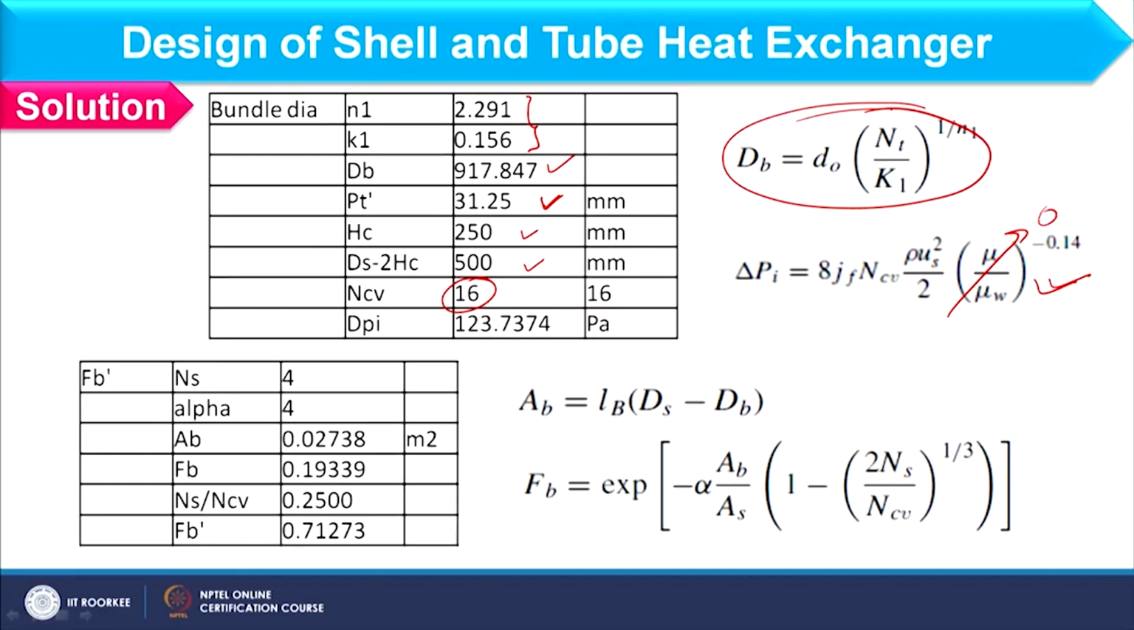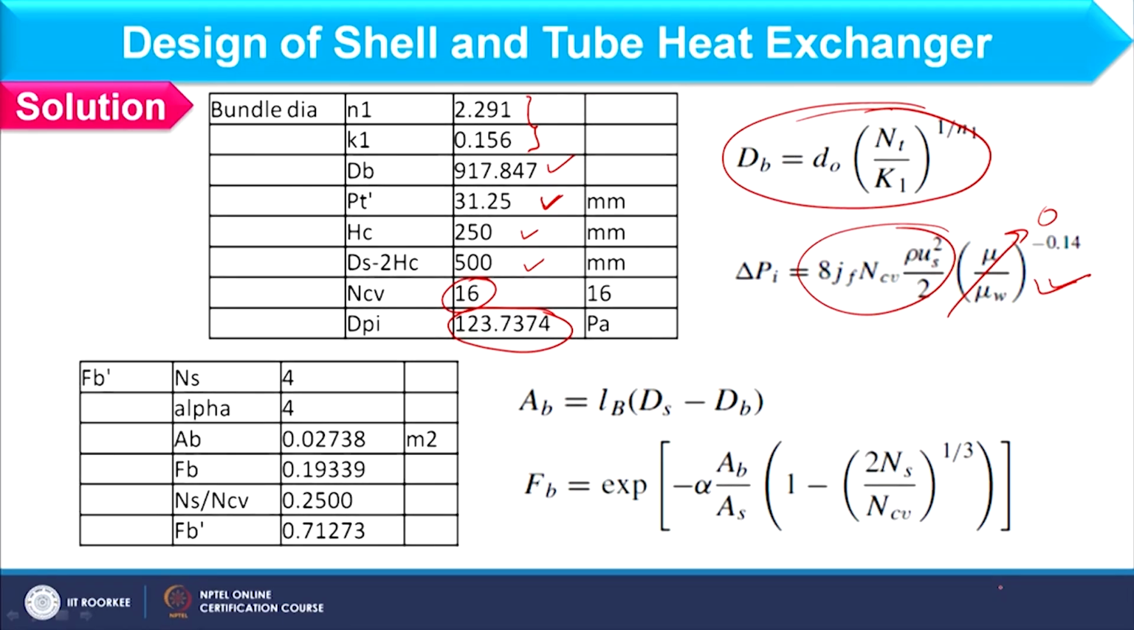Okay. So, once you have the NCV value, you can find out the pressure drop in the ideal tube bank using this expression and neglecting the viscosity correction factor. So, based on all these values you can find out the pressure drop in the shell side, the pressure drop in the ideal tube bank, which is coming out as 123.737 Pascal, right. And now we will further calculate the bypass correction factor as well as the leakage correction factor.